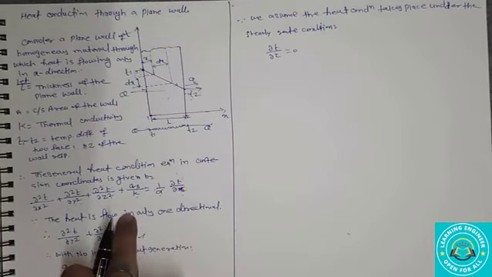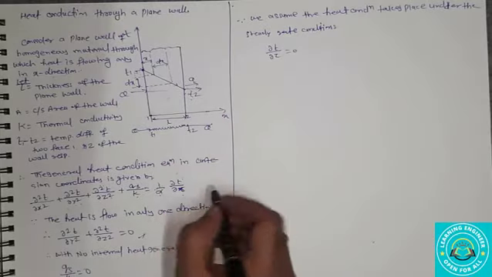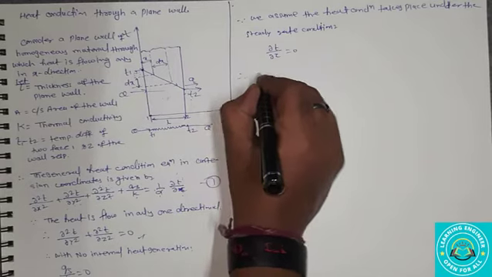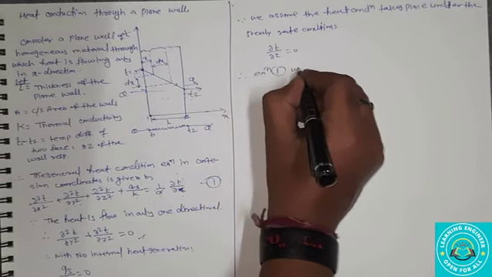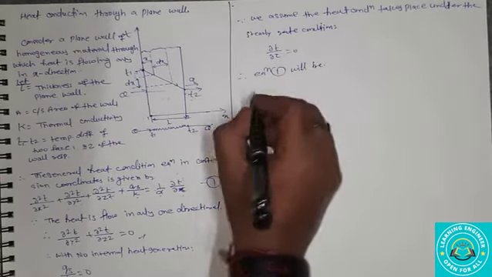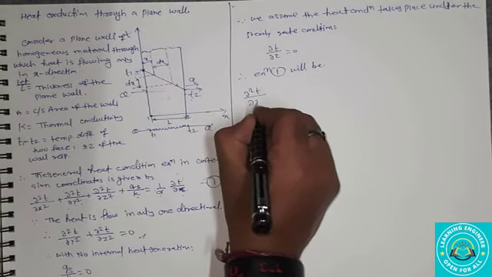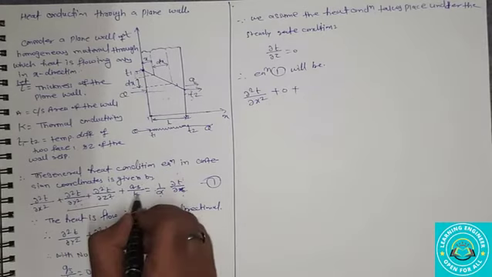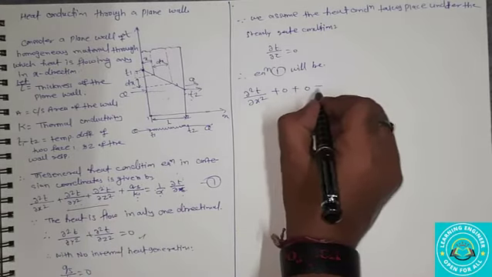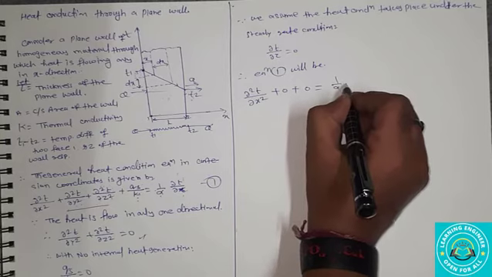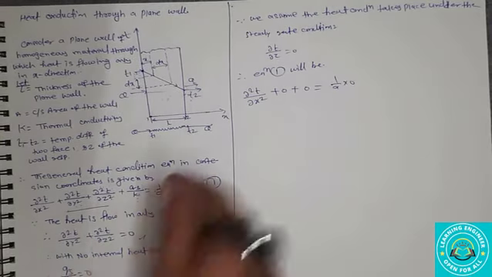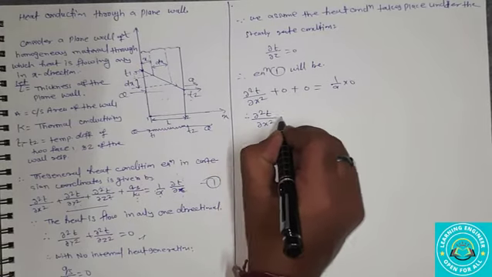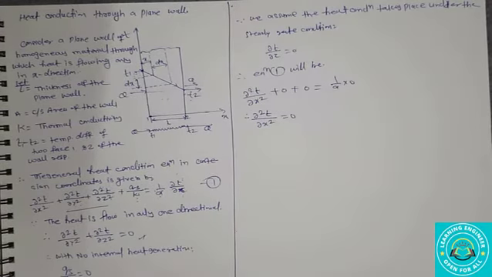Now I am putting all three values in this equation, which I am considering as equation number 1. Therefore equation 1 will be ∂²T/∂x² + 0 + Qx/K, which is also 0, equals 1/α into 0. Therefore ∂²T/∂x² = 0.